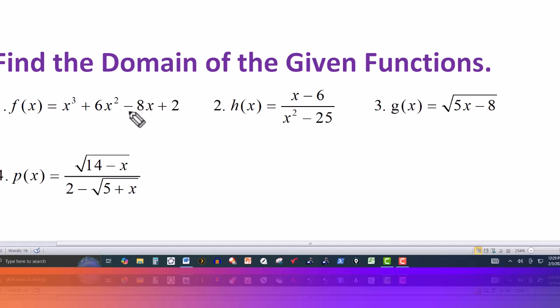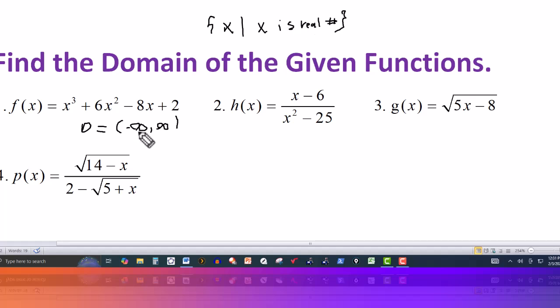So the domain basically is the permissible values that you could plug into this expression or function and still get a real number. For polynomials, there is no restriction. As long as you recognize it as a polynomial, the domain is going to be all real numbers. So we can write it in interval notation, negative infinity to infinity, or in set builder notation, the set of all x such that x is real.